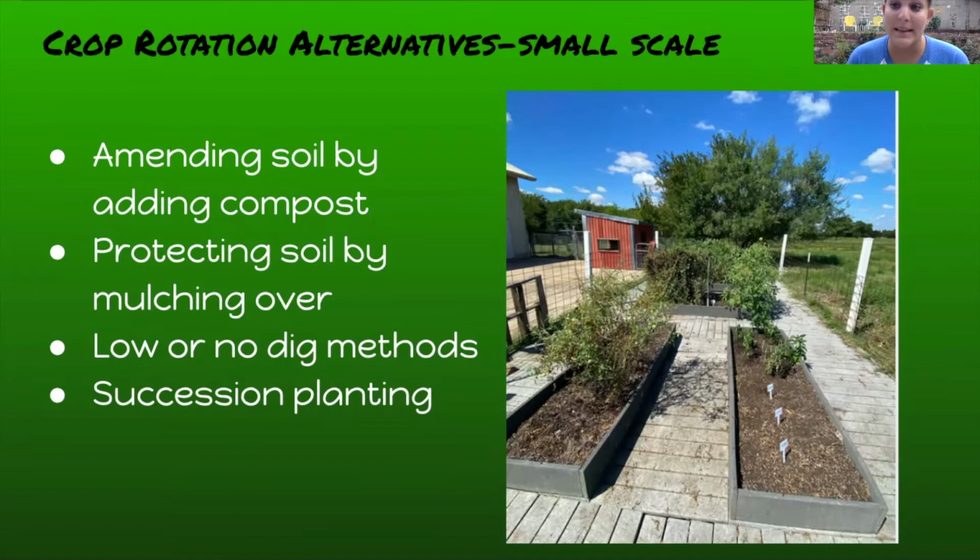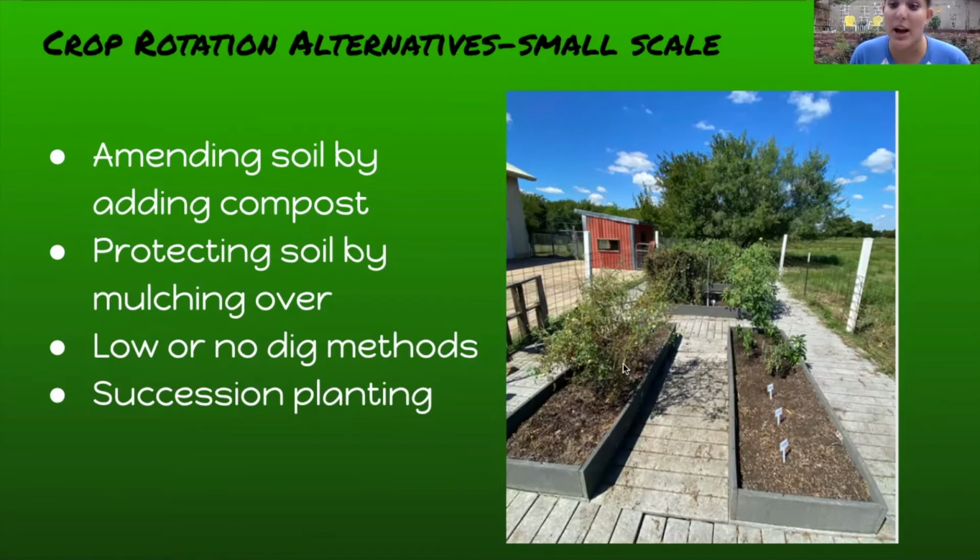Low or no dig methods. A lot of times when you over dig or over till, a lot of those important microbes or worms or other positive things growing in the soil get exposed, and it messes up the balance in the soil. That imbalance also invites an opportunity for pests to come in and really take over. So with low or no dig methods, like I said, you add the compost, but you don't tear up the entire garden bed to start fresh. And then this is probably my favorite.